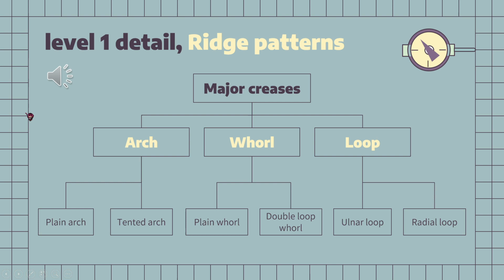So these are the level 1 details of the ridge patterns. There are 3 major creases: arch, whorl, and loop, and each one of them has specific crease patterns, such as plain arch or tented arch; whorl, plain whorl or double loop whorl; or loop, ulnar loop or radial loop.